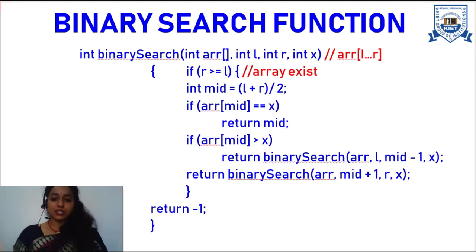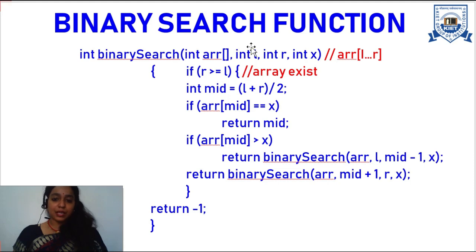The middle index location is lower bound plus upper bound by 2. Then we will be comparing it with the element to be searched. If the match is made, we will return the mid index location. If the match is not made, then next we will be checking whether the element X is less than or greater than the middle index location. If it is less than the middle index location, then we need to update the upper bound.